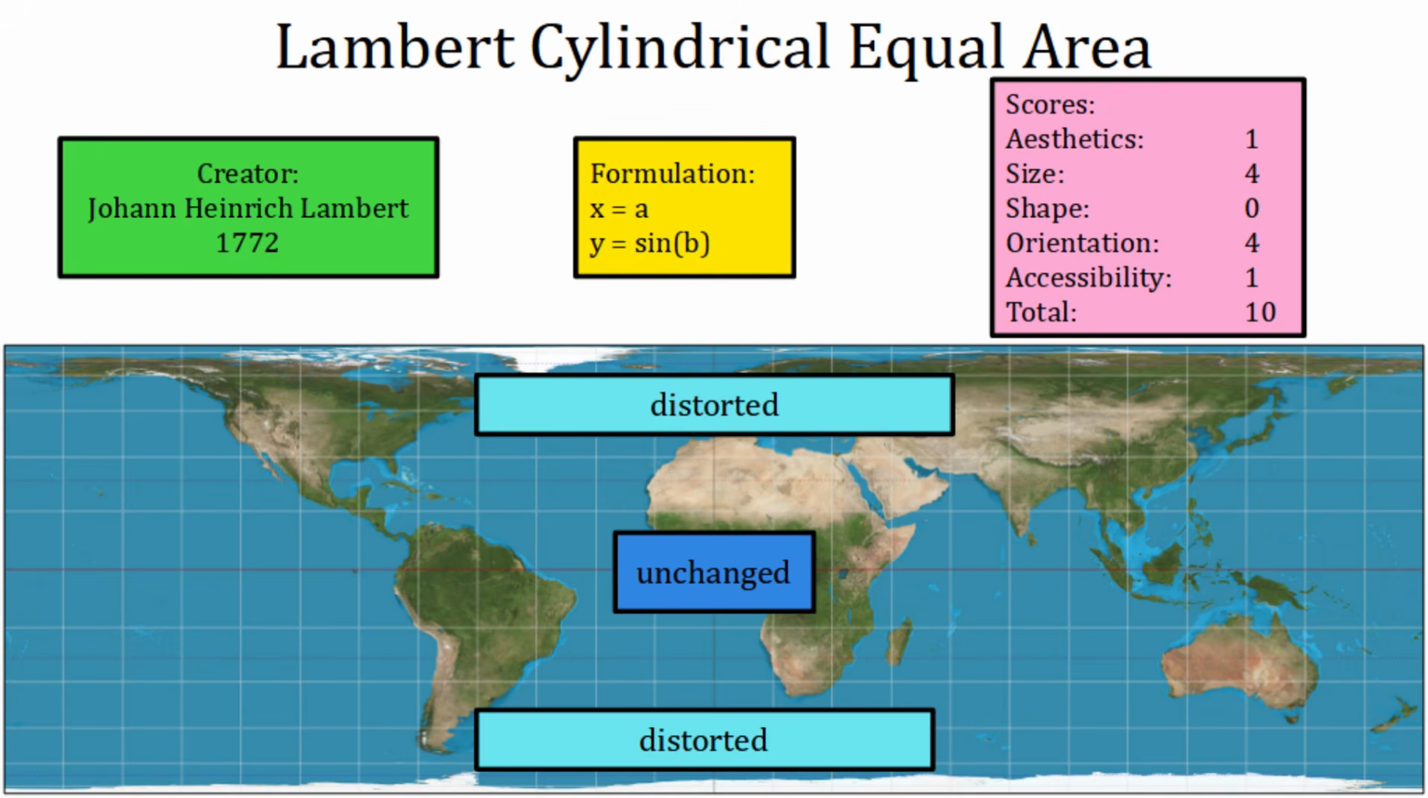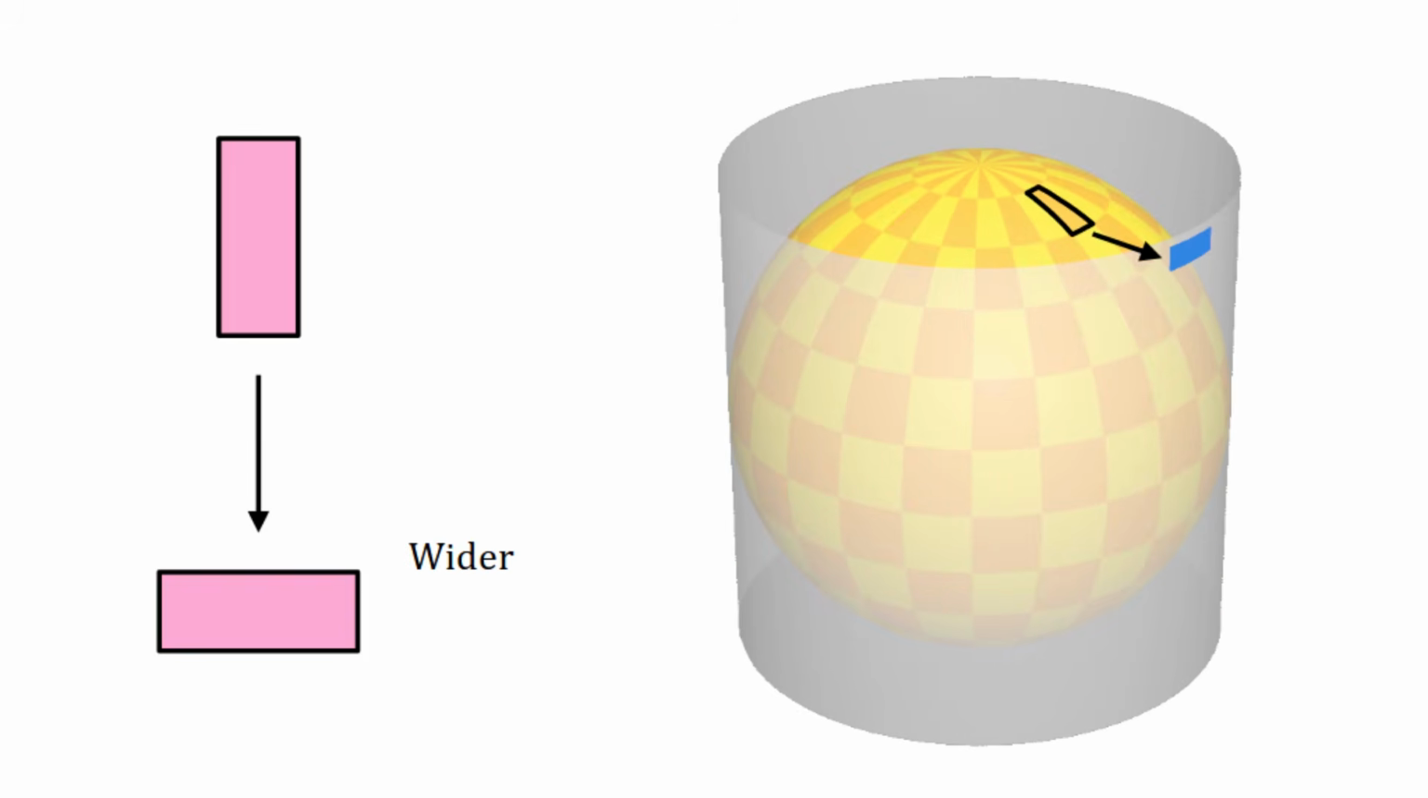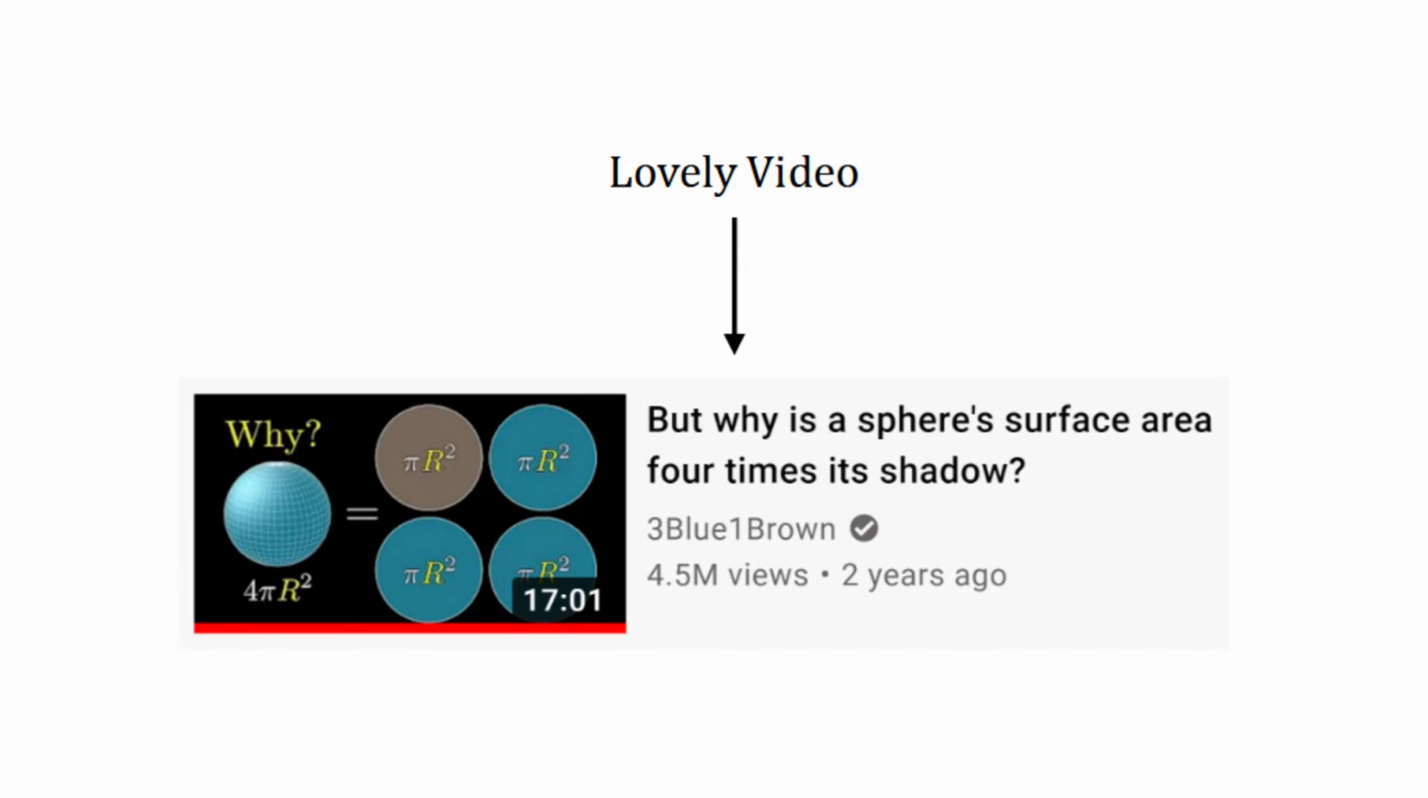Believe it or not, this distortion actually gives it the equal area property. That's because when you take an area from the sphere and project it onto the cylinder, it becomes wider in the x direction, but shorter in the y direction. As it happens, these two opposite forces cancel each other out perfectly. In fact, there's a lovely video about this exact phenomenon, which I highly recommend.